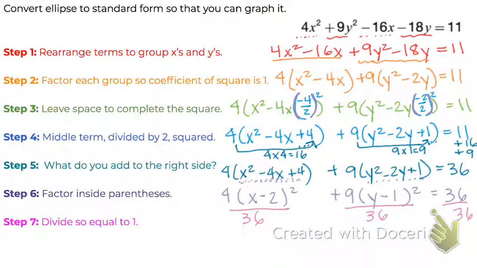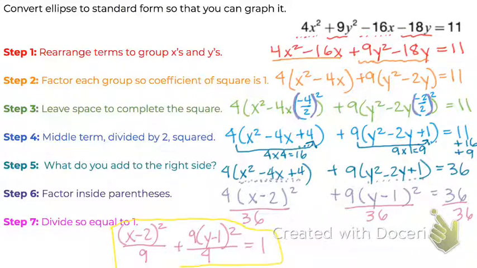So if we look at this first term, 4 over 36, if I cancel out that 4, we get a 9 in the denominator, and we have x minus 2 squared. And for the second term, 9 over 36, if I cancel out the 9, I have a 4 in the denominator. And then 36 over 36 is 1. So this is the equation of our ellipse, which now we can see what the center is and where the vertices are. And I'm going to graph this ellipse on my next video.